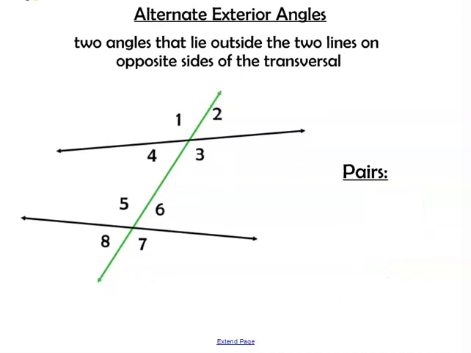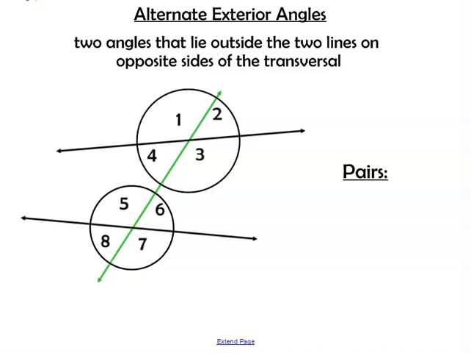Next, let's talk about alternate exterior angles. These are two angles that lie outside the two lines on opposite sides of the transversal. So let's take this into account. First, let's draw our circles again, just to identify which ones we're talking about.